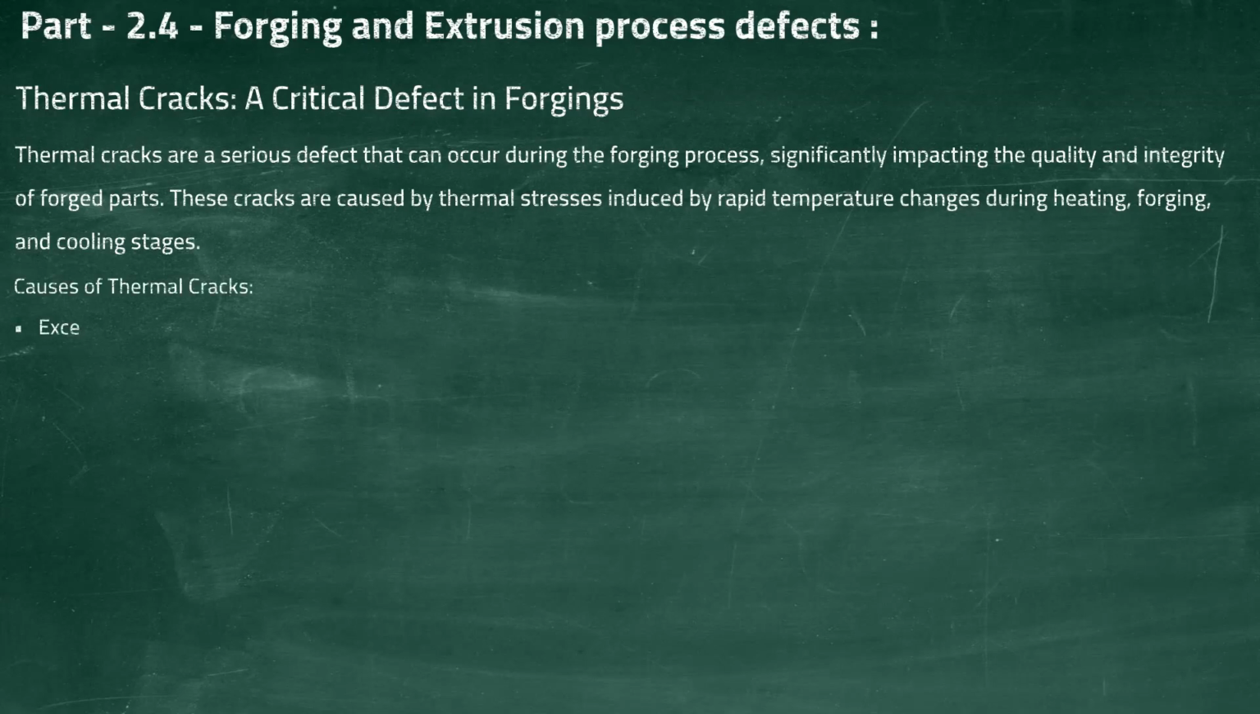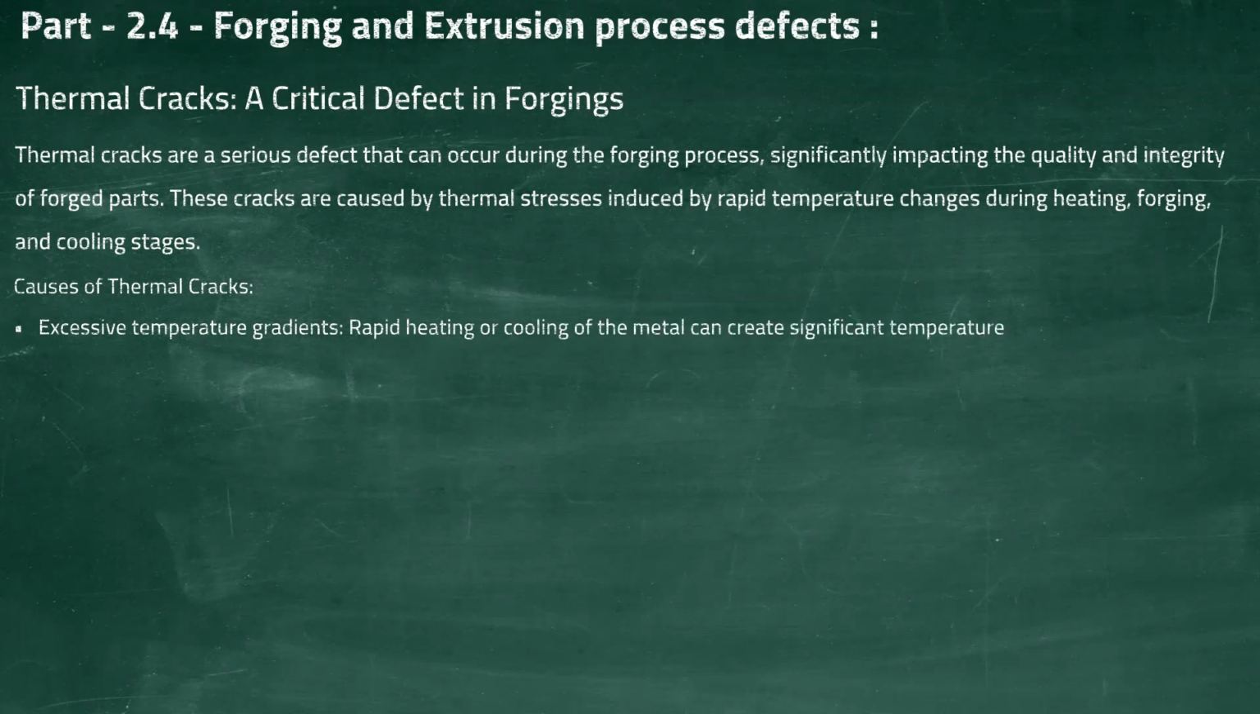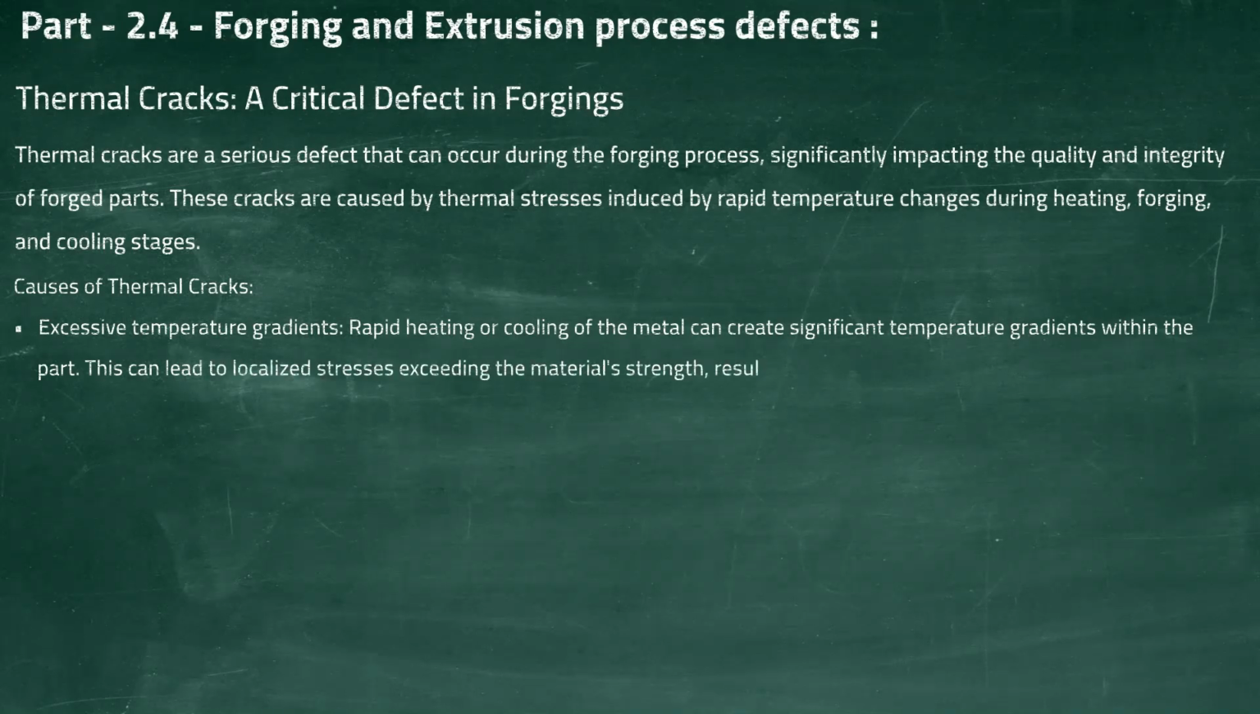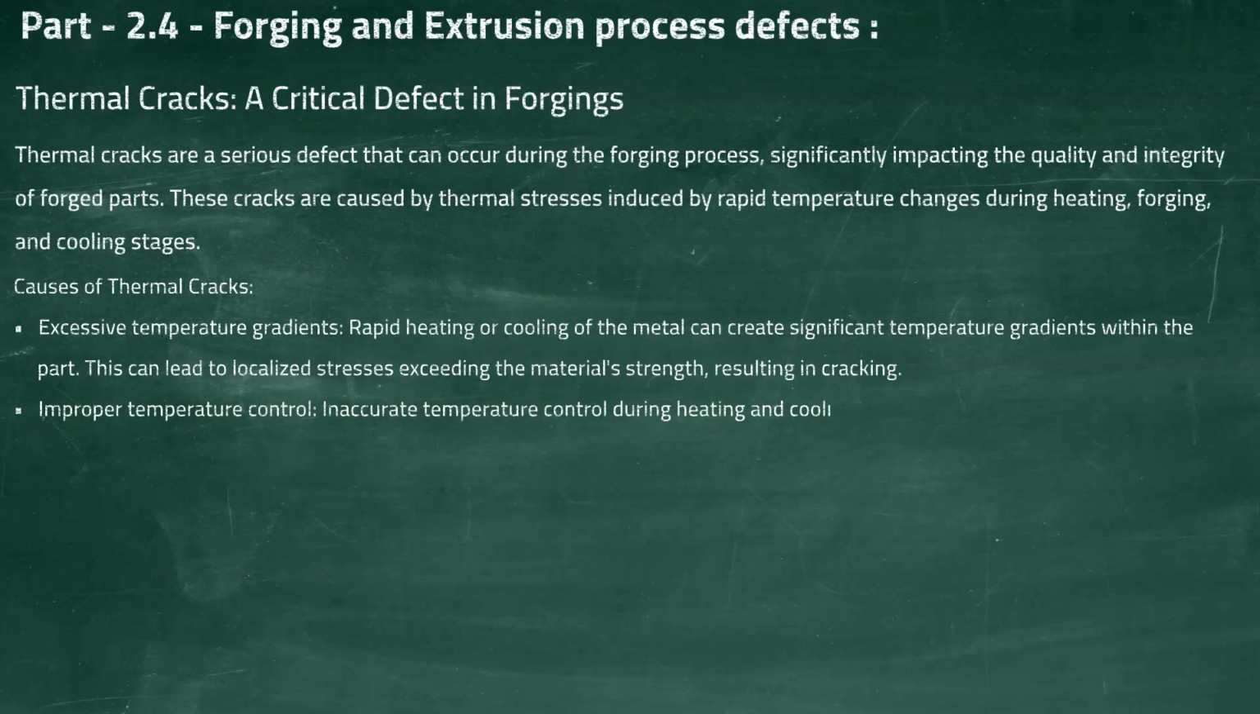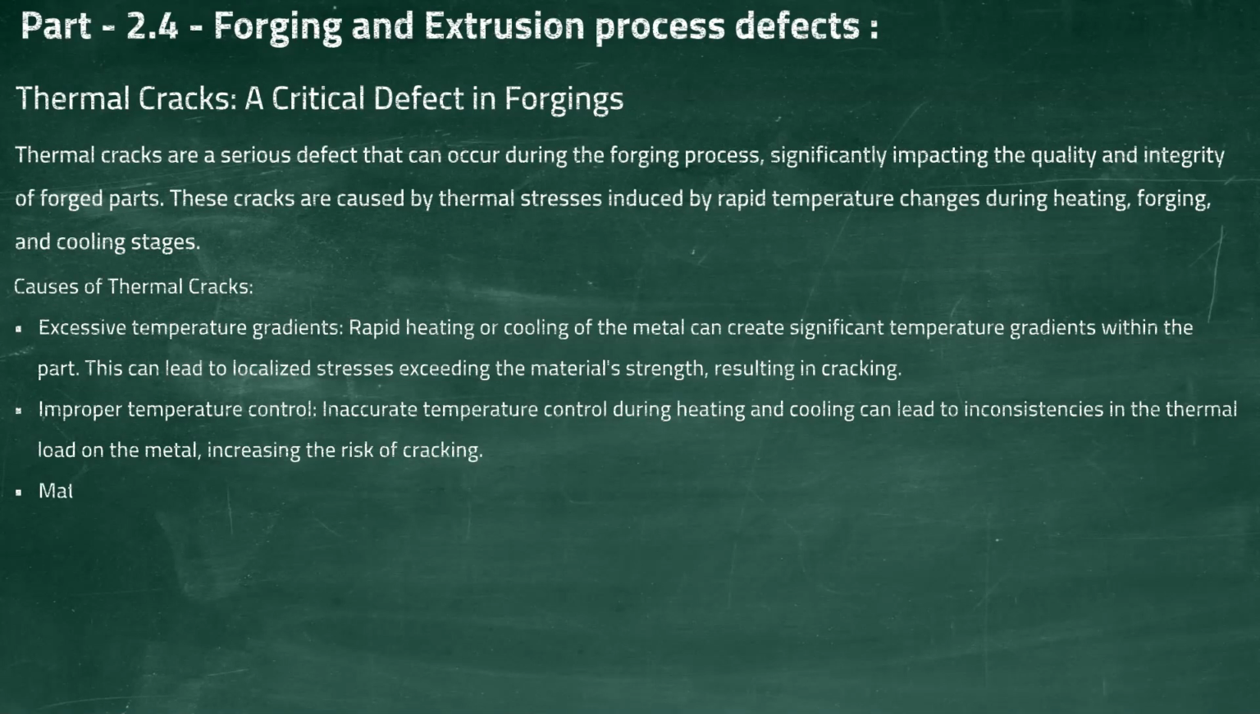Causes of thermal cracks. Excessive temperature gradients. Rapid heating or cooling of the metal can create significant temperature gradients within the part. This can lead to localized stresses exceeding the material's strength, resulting in cracking. Improper temperature control. Inaccurate temperature control during heating and cooling can lead to inconsistencies in the thermal load on the metal, increasing the risk of cracking.